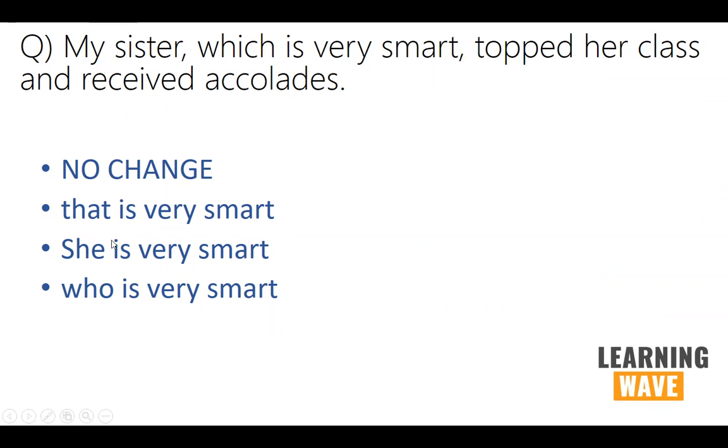My sister, who is very smart, topped her class and received accolades. The word who refers to only people and hence makes it a better option than the word that, which can refer to both people and things. So the correct answer here will be my sister, comma, who is very smart, topped her class and received accolades.